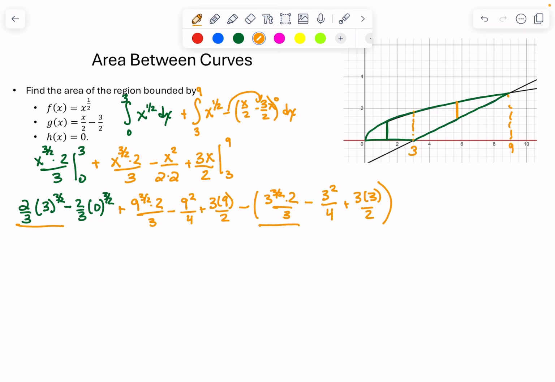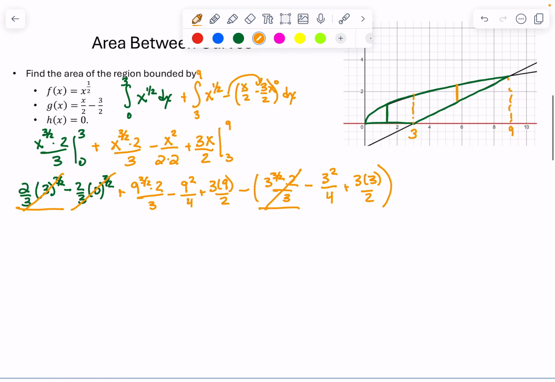Those are going to cancel each other out. Those are the same thing. I got 2/3 times 3 to the 3/2. So those just go to 0, and that's going to make my life easier. I've got 0 here, so that goes away. That makes my life easier. And now let's see what I am left with. All right.